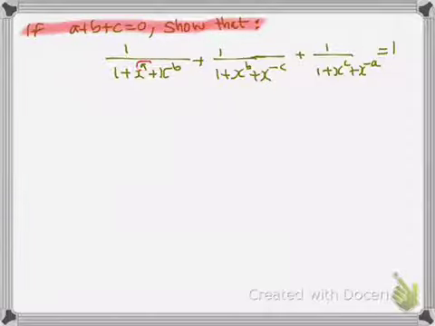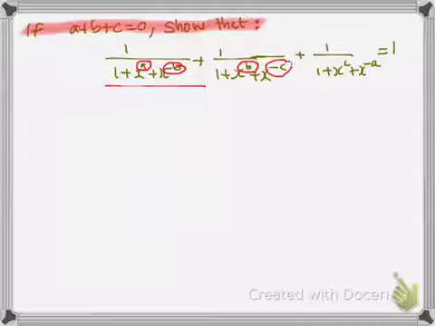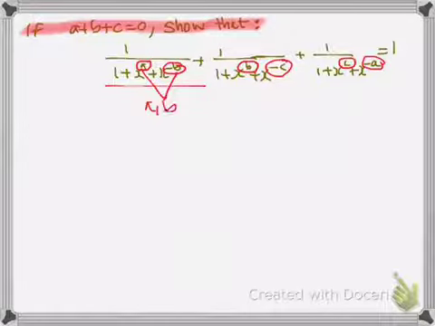Here the power of x for the first term is a and negative b, and the power of x in the second term is b and negative c. The power in the third term is c and negative a. At first, what we have to do is take these two powers as the common powers, say a and b.